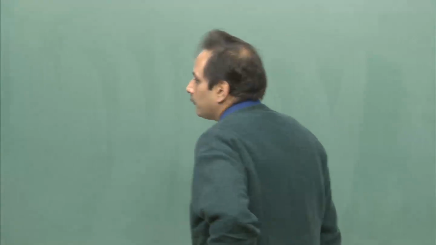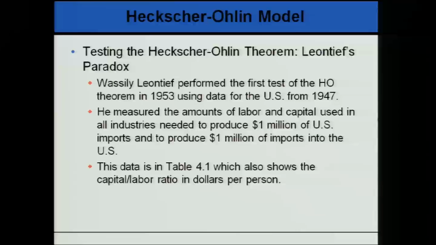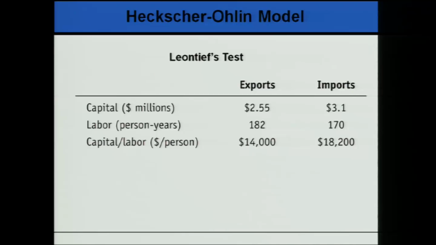So Leontief performed the first test for the Heckscher-Ohlin model using the US data from 1947, and he measured the amount of labor and capital used in all industries needed to produce $1 million of US exports and to produce 1 million of imports into the US. Now you can see the data which was used.